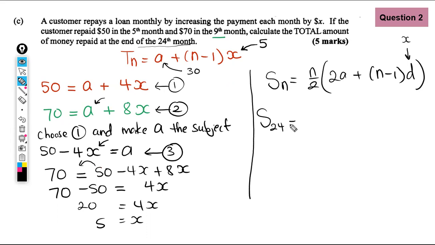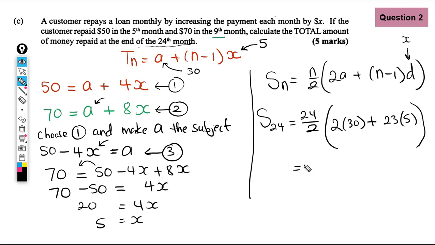N is obviously 24, so we're going to put 24 over 2, 2 where A is. A is how much again? 30, plus n is 24, so 24 minus 1 is 23, and the common difference is 5. You just need to take your time, work this out, and I think the answer is supposed to be 2100, but let me confirm that, right? Yep, I'm getting 2100. But don't take my answer. You make sure and physically see it on your end.